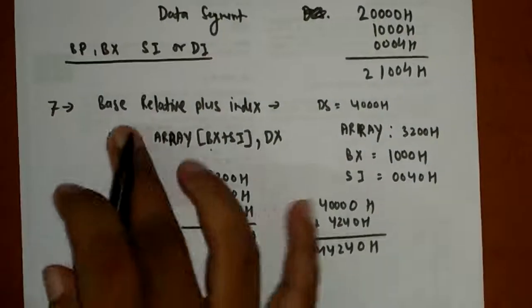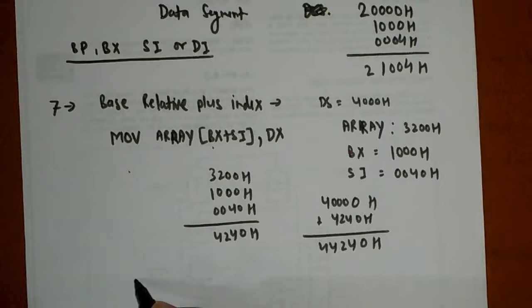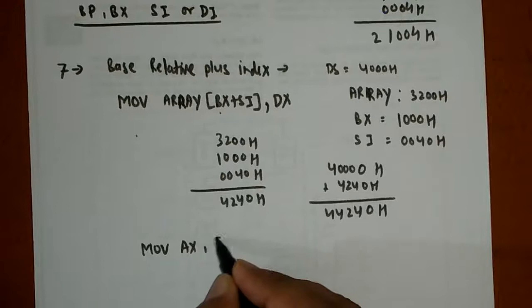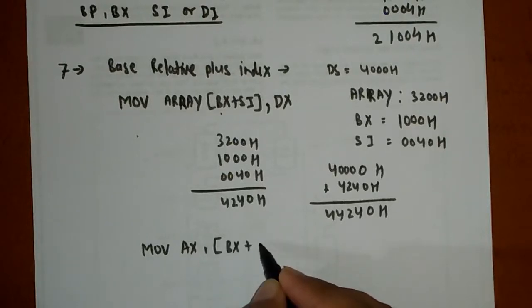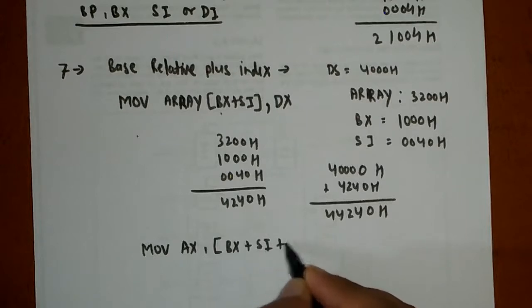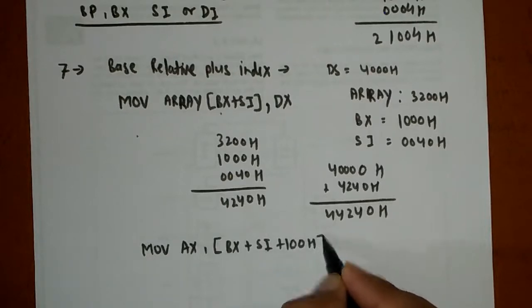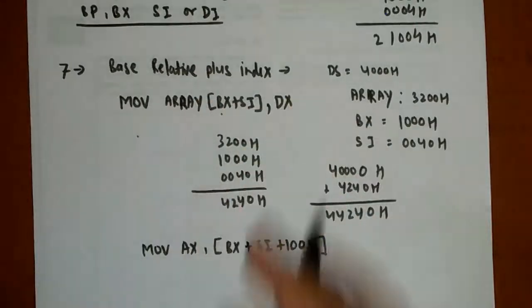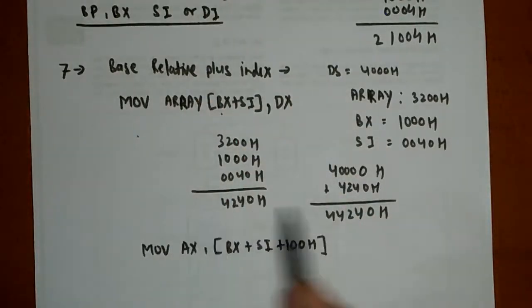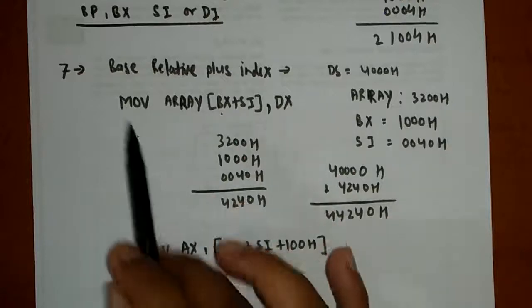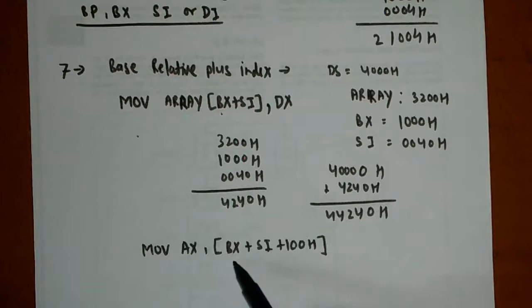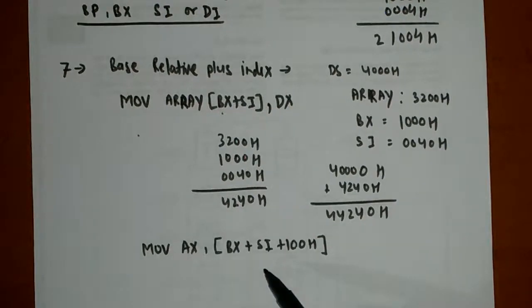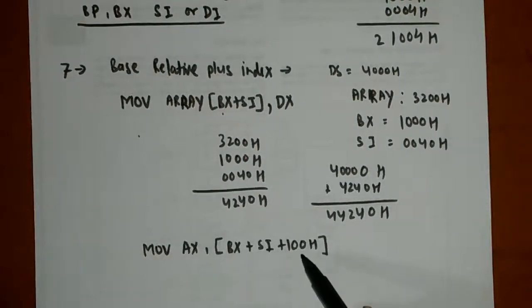Another example for this type of addressing mode is you can write MOV AX, first write the base, that is BX, then write the index, that is SI, and then add a relative distance, this is 100h. So this is also an example of base relative plus index, right? That means there will be 3 things: base, index, and relative displacement. This is the base, this is the index, and this is the relative distance.